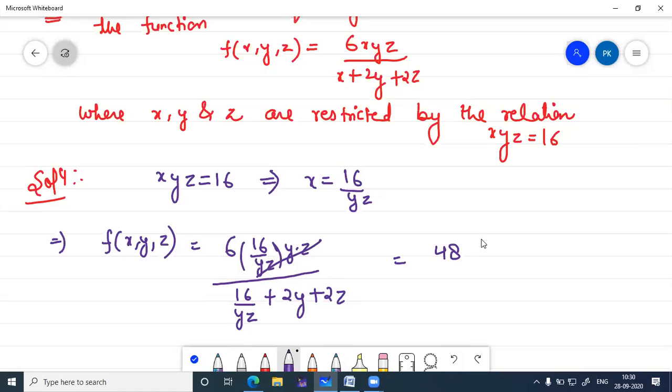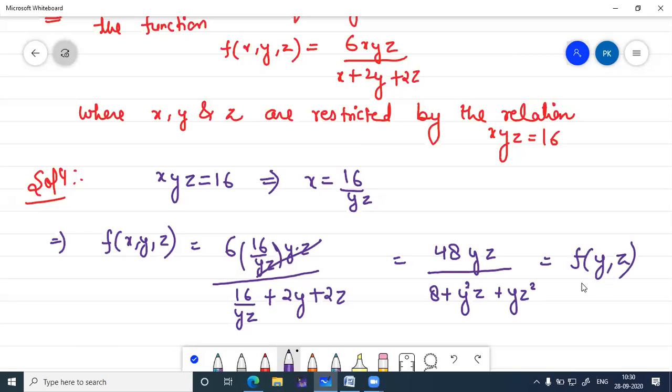इसको solve करने के बाद आएगा 48yz by 8 plus y square z plus yz square. And now our objective function is in terms of two variables, y and z. So the problem is now converted into f of y, z is 48yz divided by 8 plus y square z plus yz square. अब हमें इस फंक्शन को देखना है कि ये कहाँ पर मैक्सिमाइज हो रहा है, कहाँ पर मिनिमाइज हो रहा है.